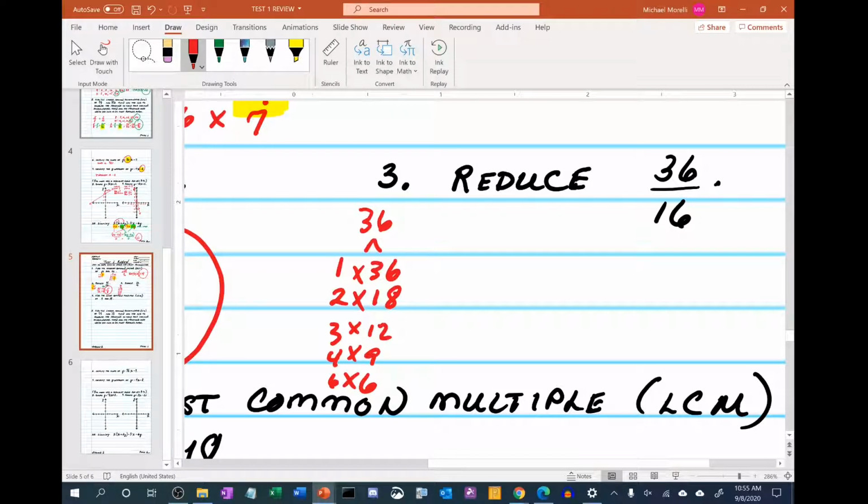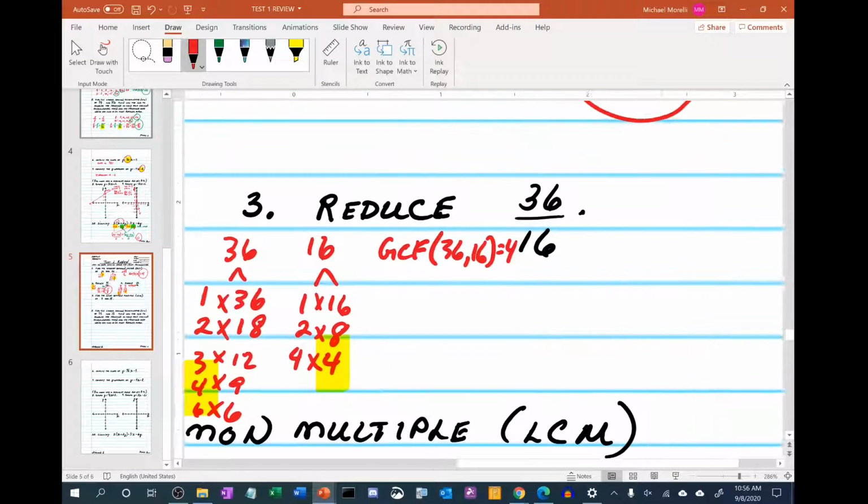All of these factor pairs multiply to give me 36. So now we'll do the same thing for 16. 1 times 16. 2 times 8. Is there anything else? Oh, 4 times 4. All right. Good. So these are my factor pairs for 16. So what I'm going to do is go find the biggest number that is in both sets, and it's actually just 4. Okay, so the GCF of 36 and 16 is 4.